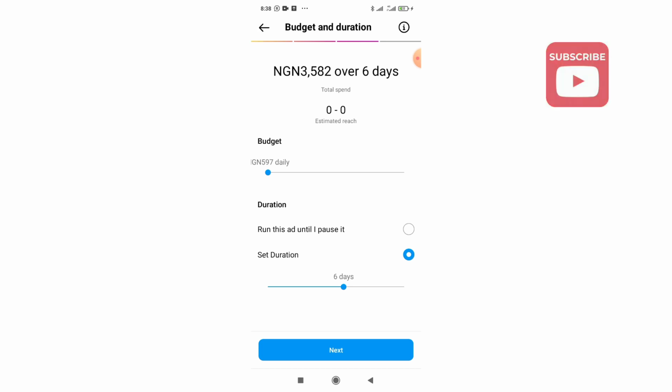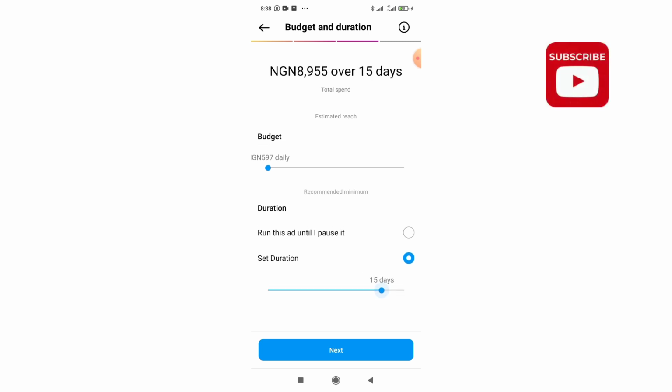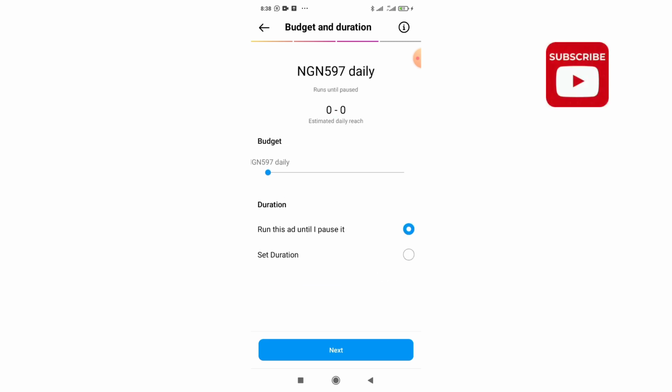Before I used to set duration, but now I do not set duration anymore. I just run till I pause. Okay, click on run till I pause. So 597 daily, and I click on next.